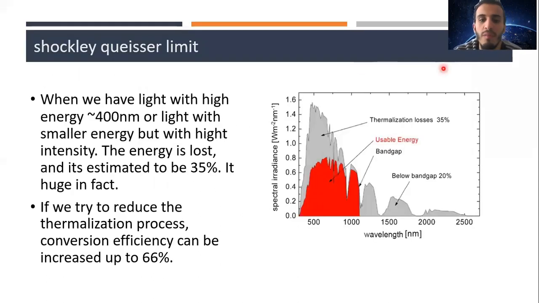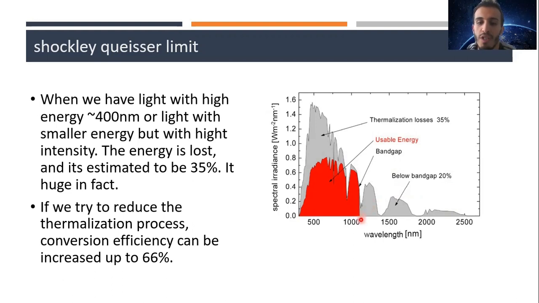So this figure here represents the solar spectrum with respect to the wavelength. If the photon has a wavelength which is higher than 1000 nanometer, the silicon material will be transparent and the energy loss is estimated to be 20%.